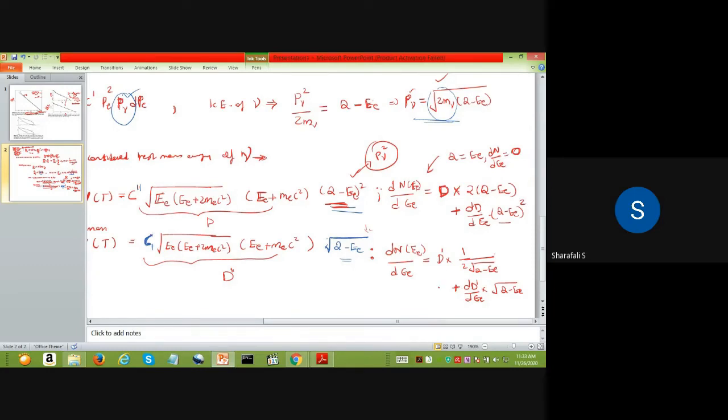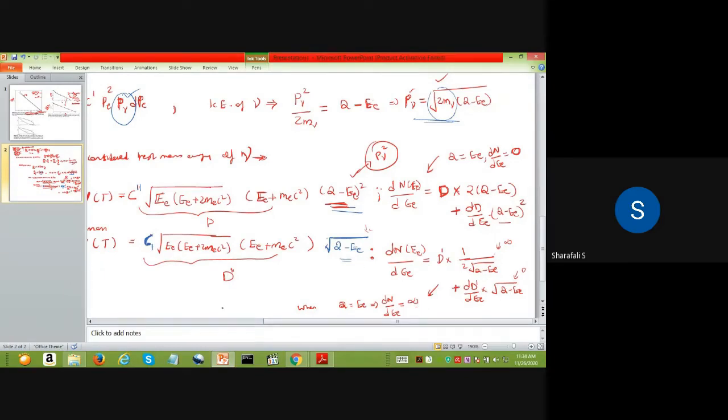So in this case, when q equals E, this implies dn by dE is equal to, what happens? This term will become 0 when q becomes E. This term will become infinity. When q becomes E, this term becomes 0, and 1 by that will become infinity. So dn by dE will become infinity.